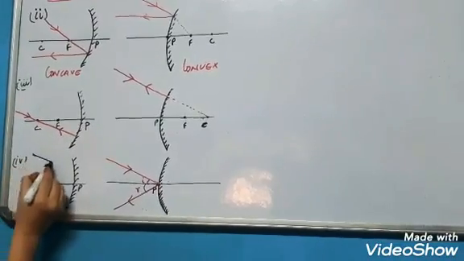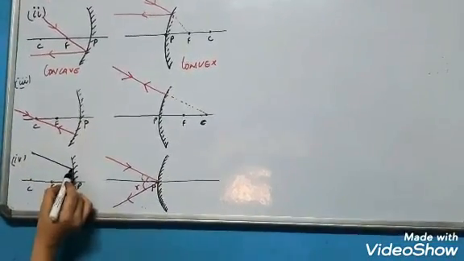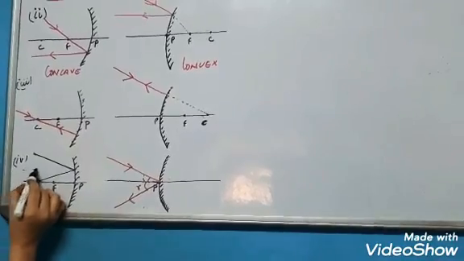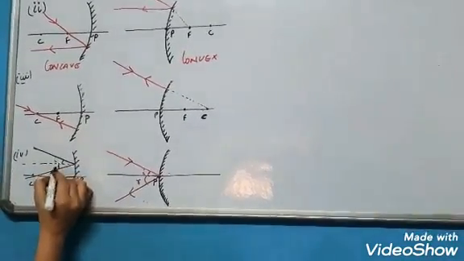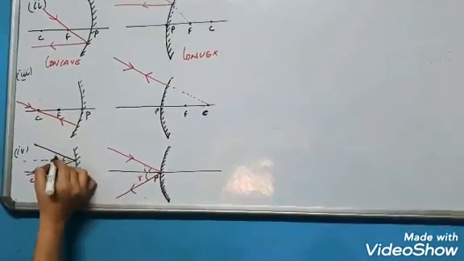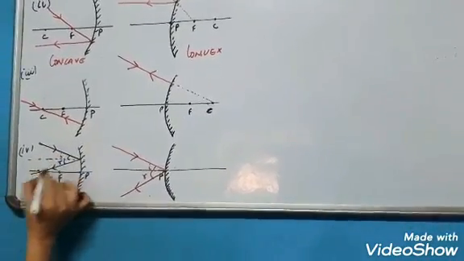If it falls at some angle somewhere else also, then also it will reflect with the same angle. The normal will form here only. This will become your incident ray and this will become your angle of incidence, and the angle of reflection will remain the same in this case also.